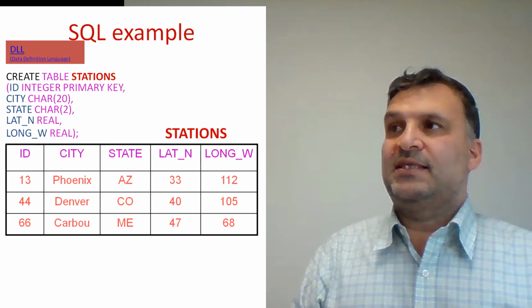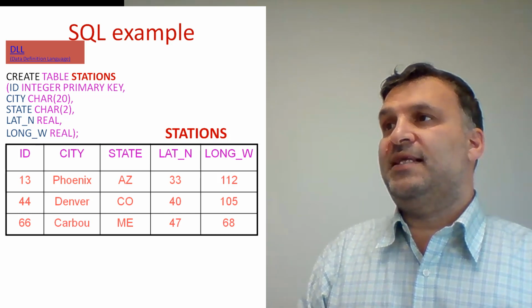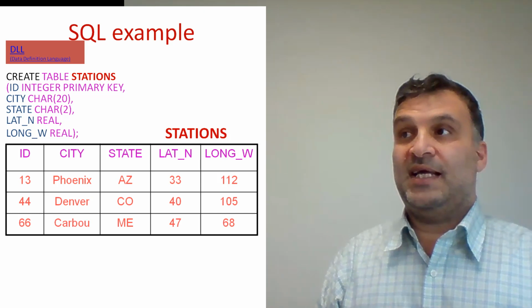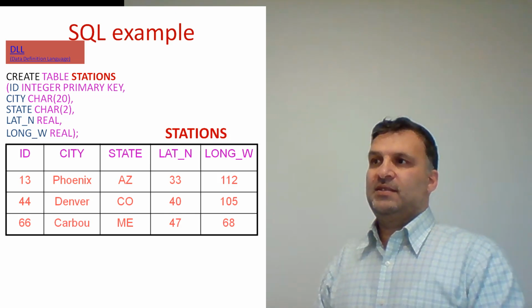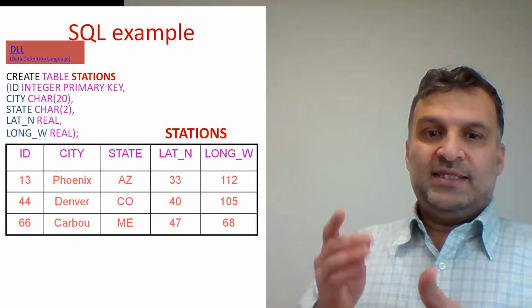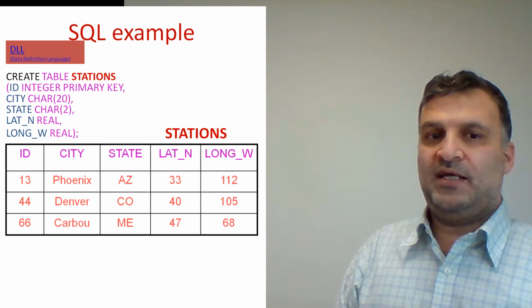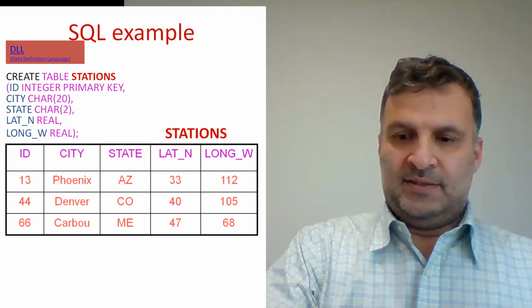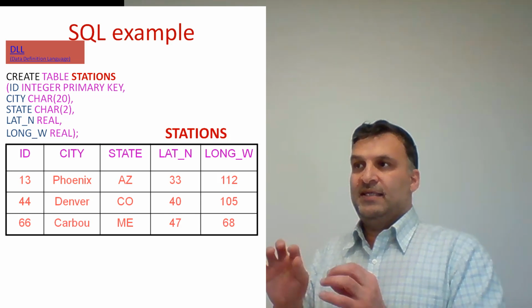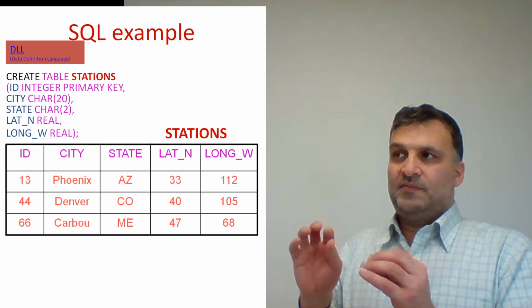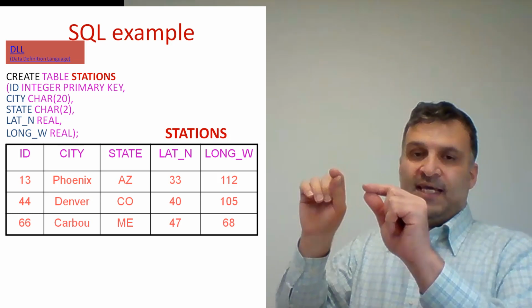For example, we said that ID is integer, and we specified that city is a character string, with at maximum 20 characters. The state should be only 2 letters. And regarding the coordinates, we use real numbers. This instruction is suitable to create the table, but the table now is empty.